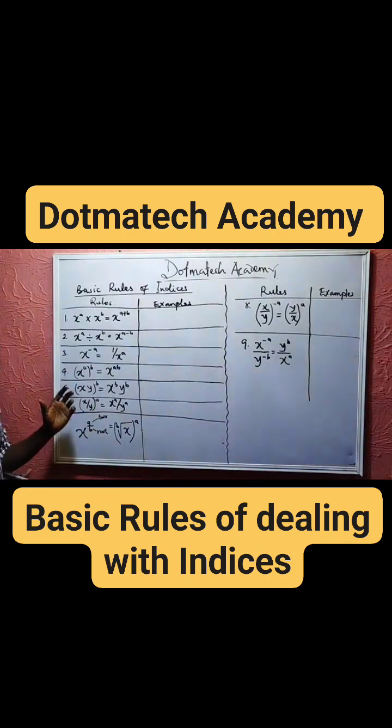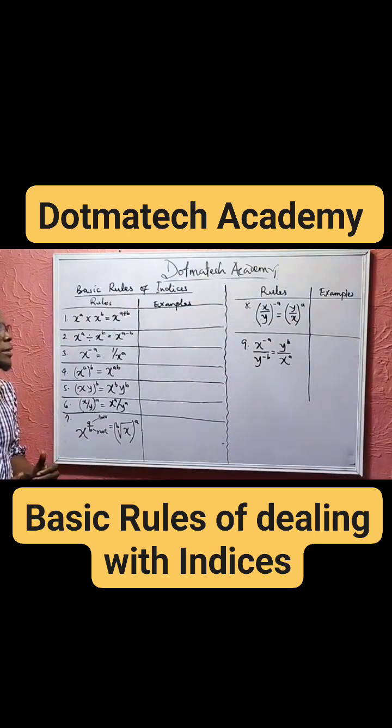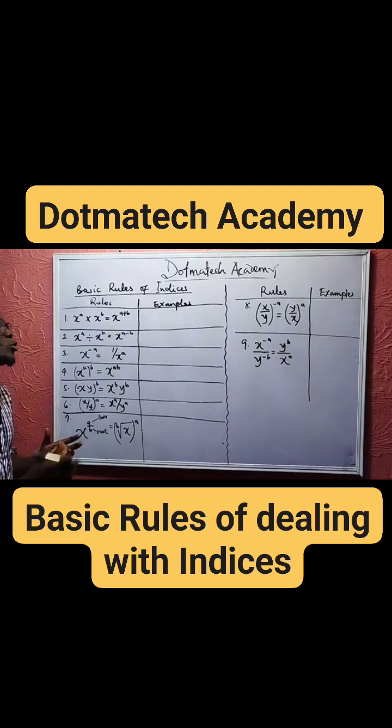The first rule we're having here is when x raised to power a multiplied by x raised to power b, it is going to be x raised to power a plus b. What do we do? There's multiplication here, so what you do is add the power, period.